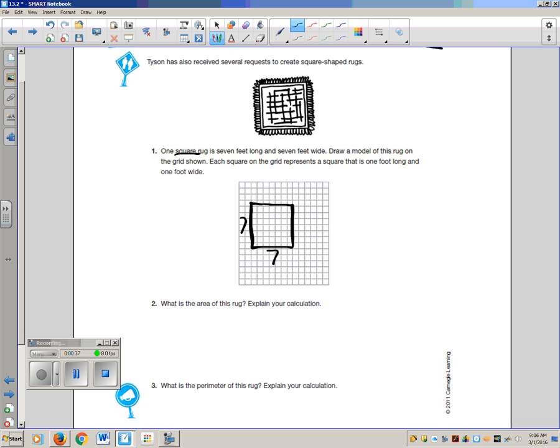What's the area of the rug? 7 by 7. 7 times 7 is 49. What's the perimeter? Perimeter of a square is 4s, or just add up the sides. 4 times 7 is 28.